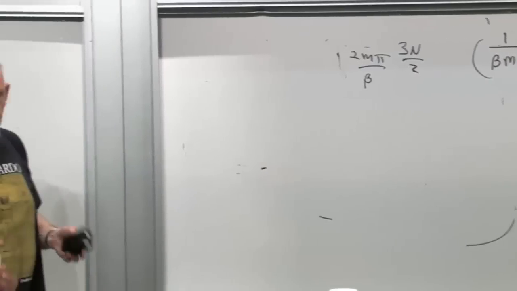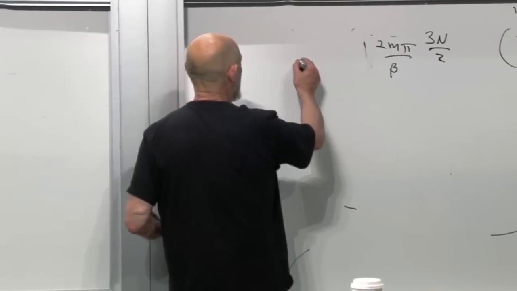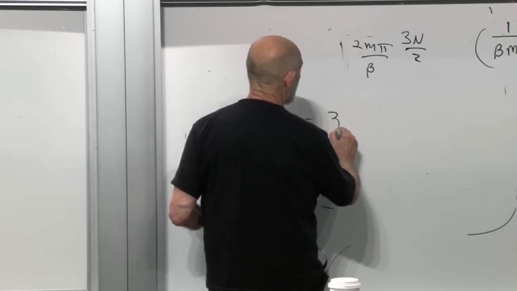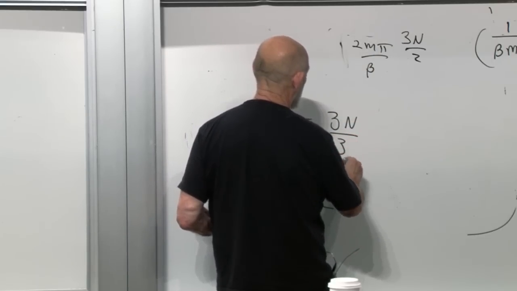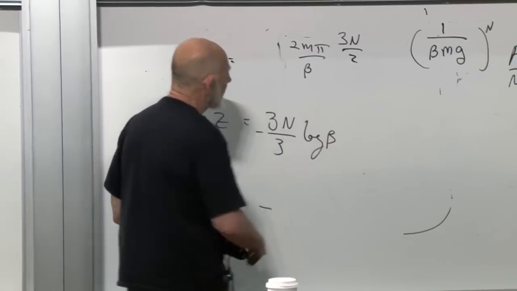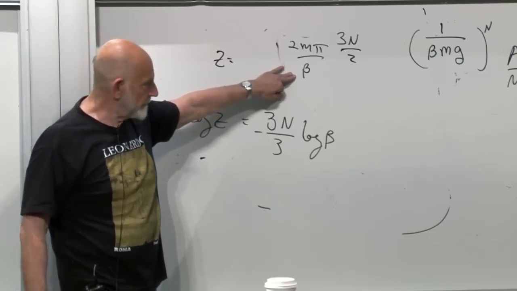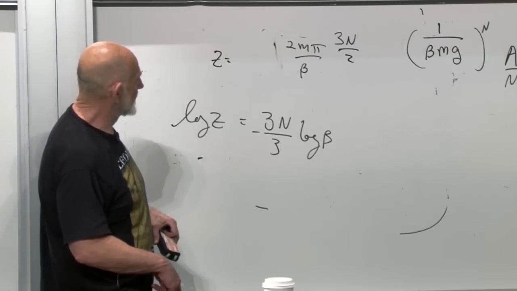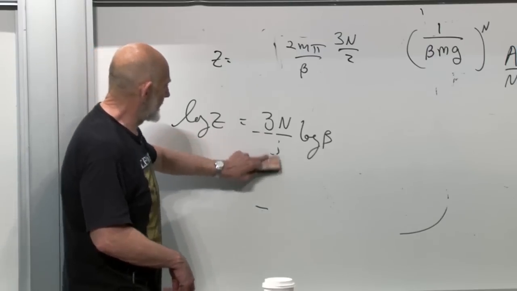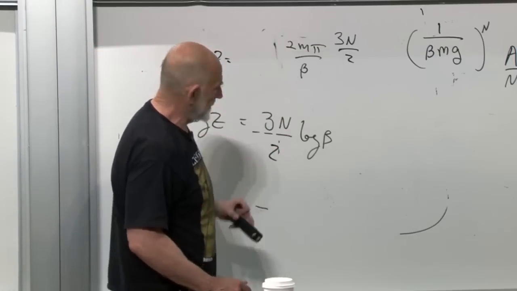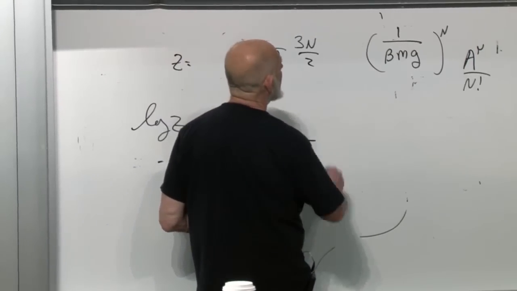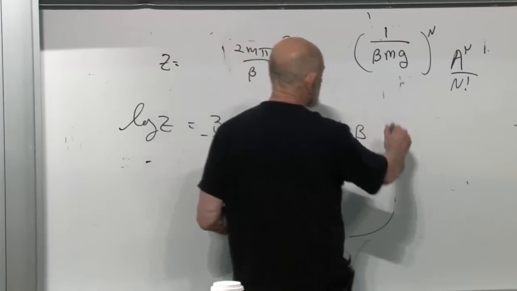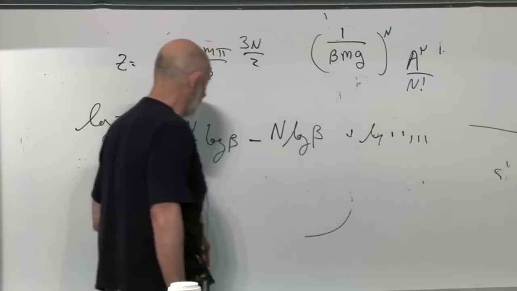That's nice because when you take the logarithm, that tells you the log of Z. This is Z, log of Z contains 3n over 2 minus log beta. I'm keeping only the things which depend on beta now. Minus 3n over 2 log beta, plus a bunch of constants, minus n log beta, plus logarithm of the area, blah, blah, blah. We don't care about that.